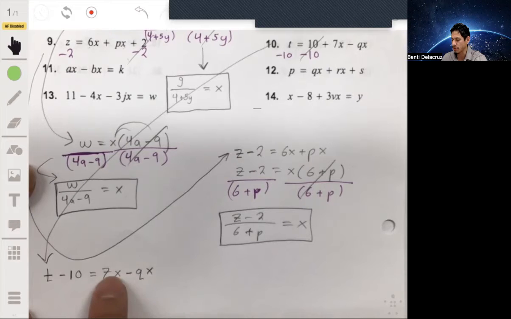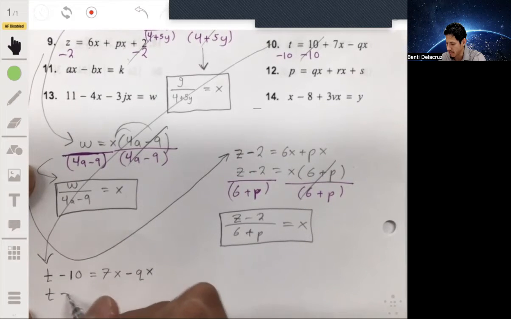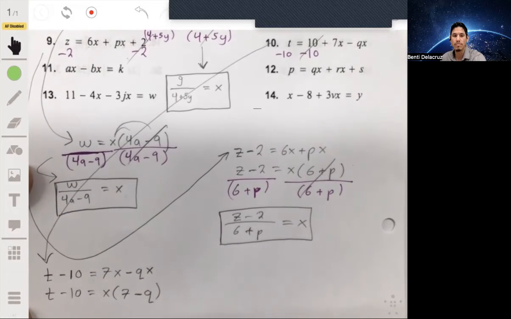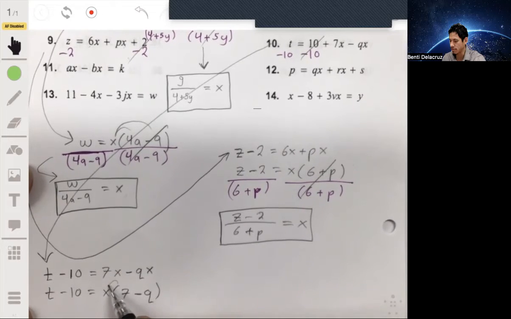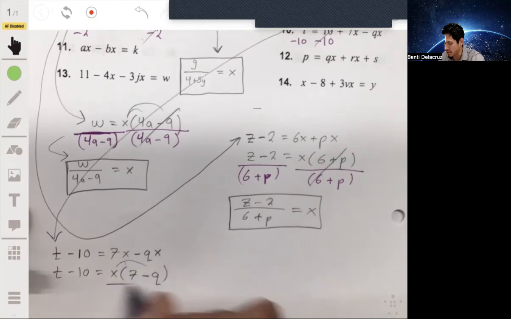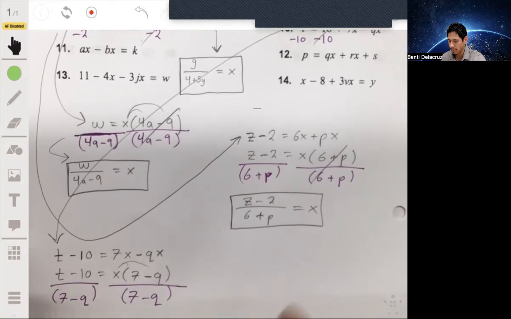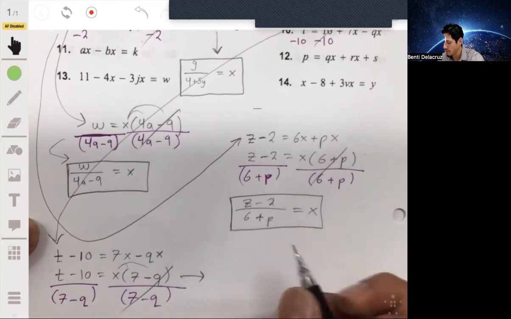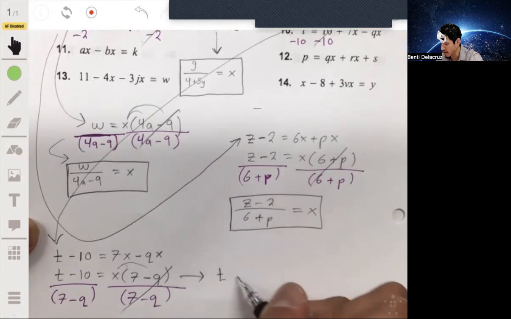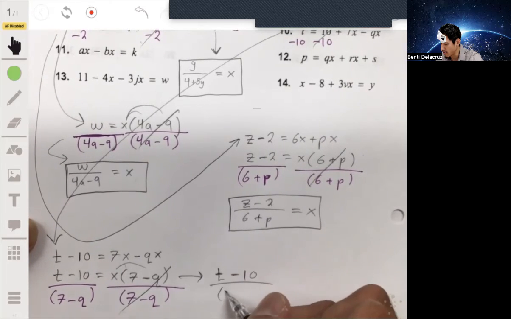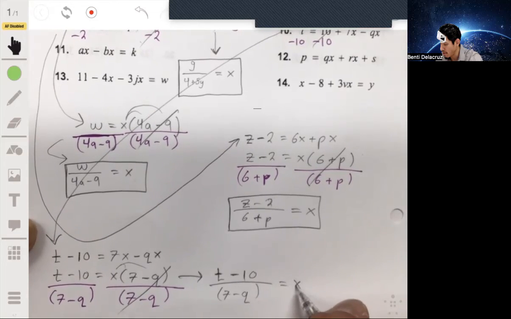Now I can factor out an x from the 7x and qx. So I have a t minus 10 equals x times a 7 minus q. Again, think of it as like backwards distribution, because if I did x times 7, I'll get that, and x times negative q would be that. Now I just divide by this group, 7 minus q. And then my answer will look, again, a little weird, but just trust it. You have t minus 10 over 7 minus q is equal to x.